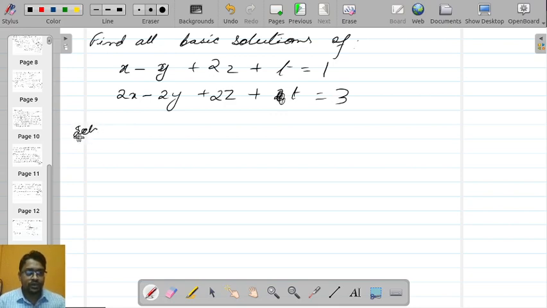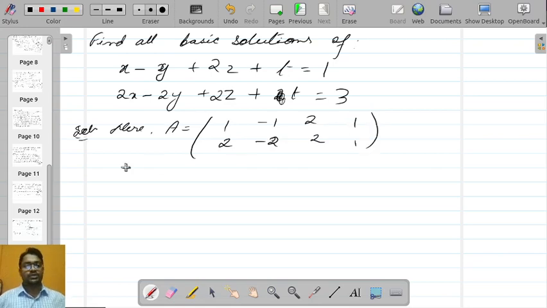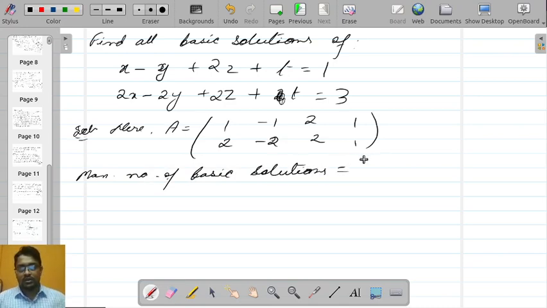Okay. So here the coefficient matrix is A equal to 1 2 minus 1 2 minus 1 minus 2, then 2 2 and 1 1. Okay, this is the coefficient matrix. So the maximum number of basic solutions will be, so there are 4 columns. Out of 4 columns we have to select 2 at a time, because the number of equations is only 2. So 4c2, that is 6. So we have to check 6 submatrices.